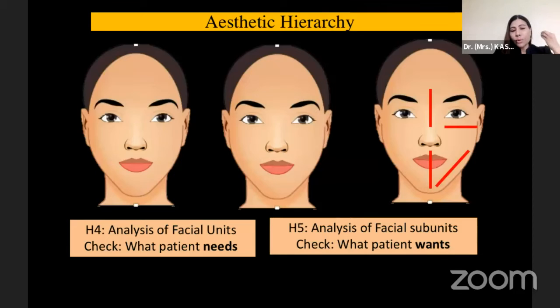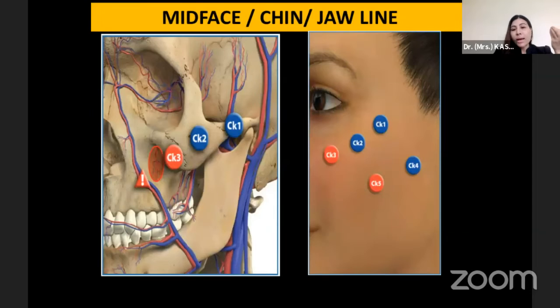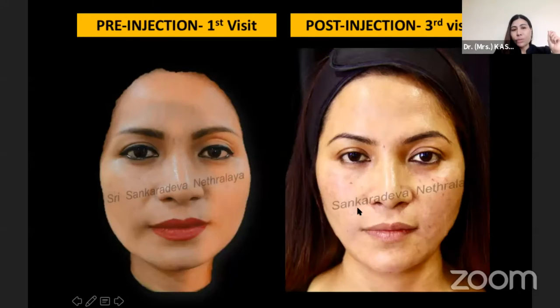So once we have talked about hierarchy 1, 2, and 3, now hierarchy 4 is what the patient needs and what the patient wants. And most of the patients basically want slimming of the face, and that is best done by the mid-face filler. Those were the points which I already mentioned. CK1 being the zygomatic arch, CK2 being the zygomatic eminence, CK3 being the actual chin point, CK4 is the parotid, and this is the buccal point which we usually give for the HIV patient.